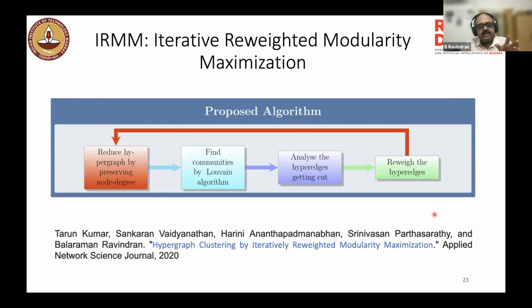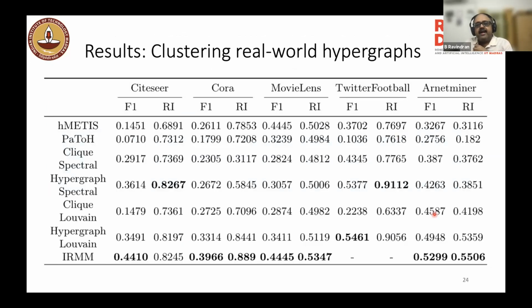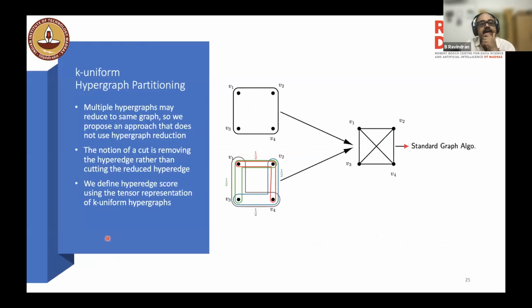Again, this is joint work with Tarun, my PhD student, Shankaran, who was an intern with me, and Harini, who was a master's student. And Srini Parthasarathy is a collaborator from Ohio State. And again, you can see that the iterative method that we proposed does really well. And if you take the iterative method out of the picture, the method that I described, the Louvain with the hypergraph reduction that we talked about, does fantastically well.